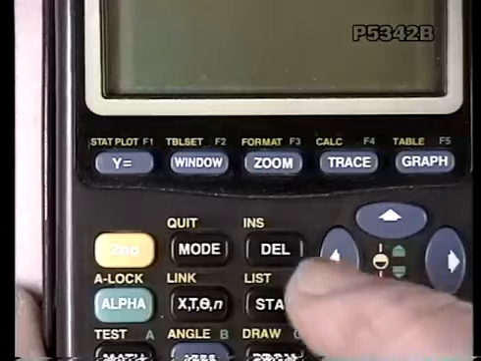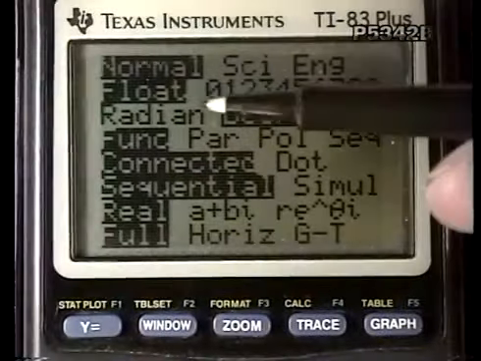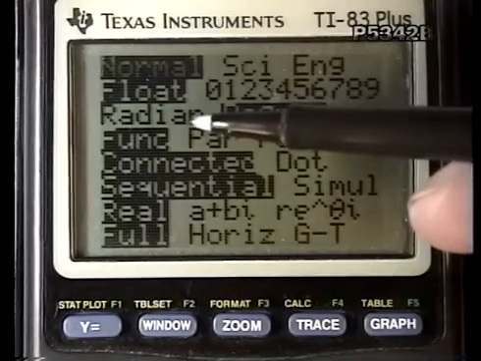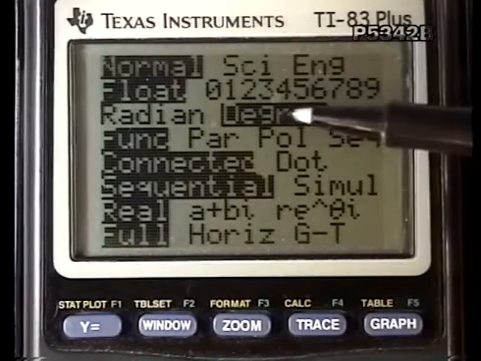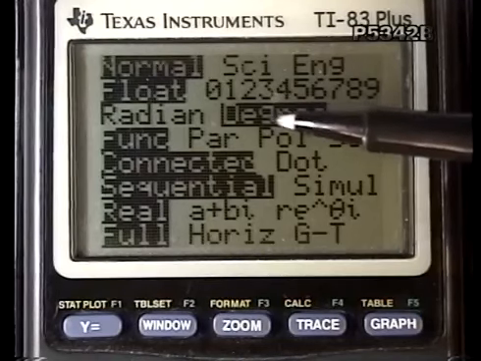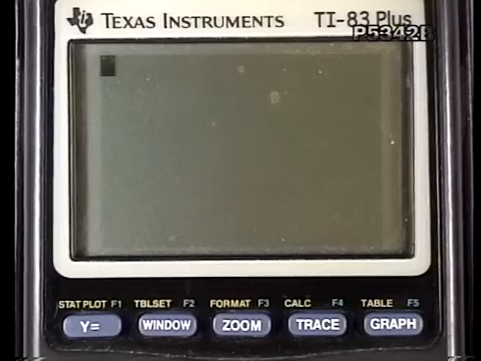To change radians and so on, we have to look at the mode. You have to decide what you're going to do. Do you want the answer in radians, or do you want the answer in degrees? If we're going to have the answer in degrees, we highlight the degree sign. We hit quit to get out of there.